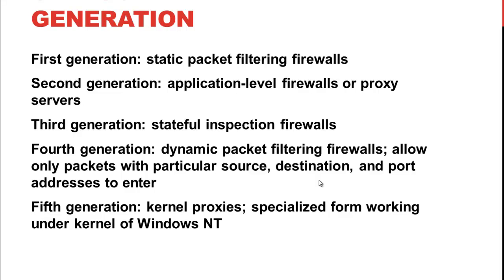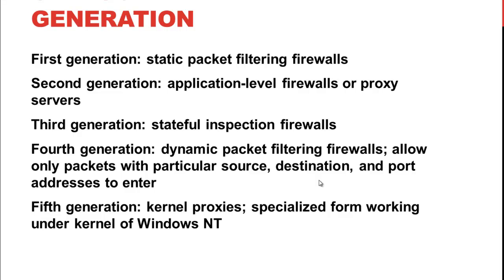I mentioned earlier that we can categorize firewalls by generation. First generation are static packet filtering firewalls. The simple networking device filters packets according to their header as the packets travel to and from the organization's network. Second generation firewalls are application level firewalls or proxy servers. Again, these are dedicated systems that are separate from the filtering router, and they provide intermediate services for requests.